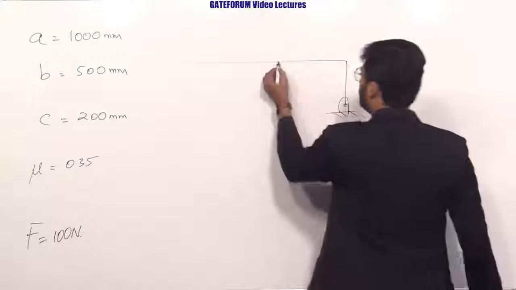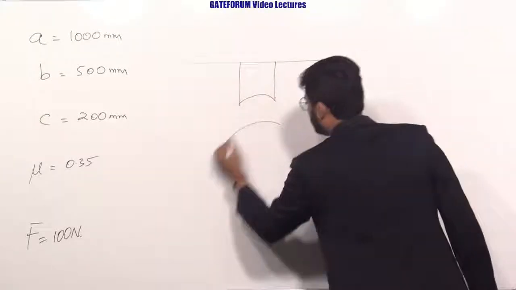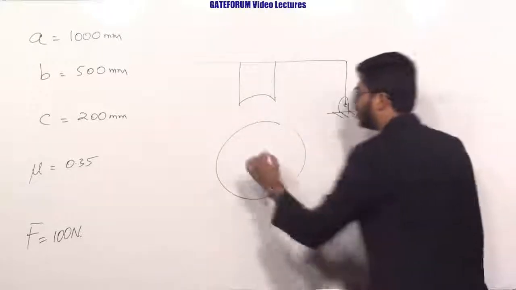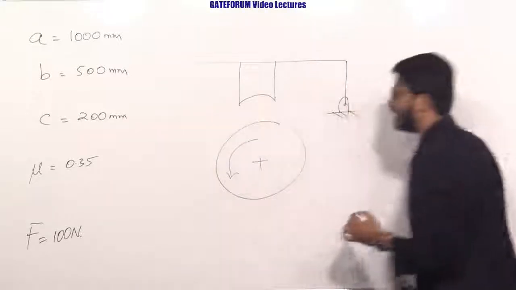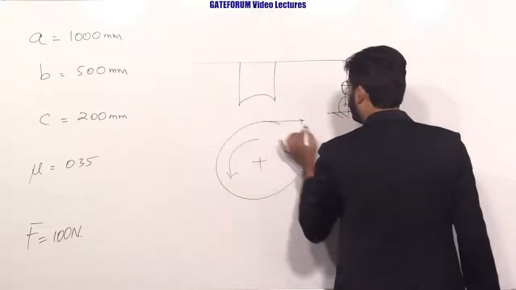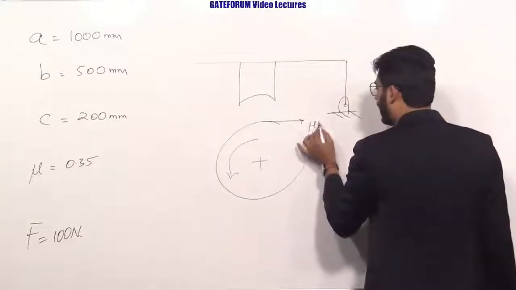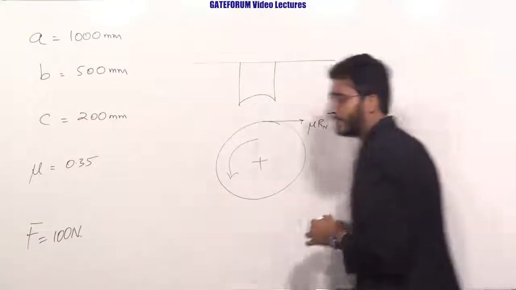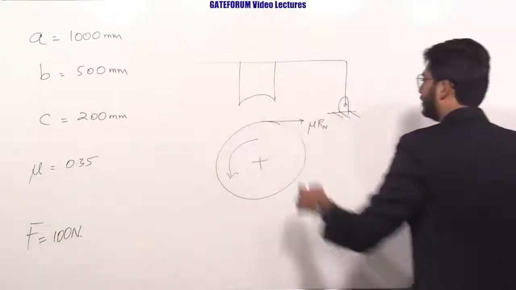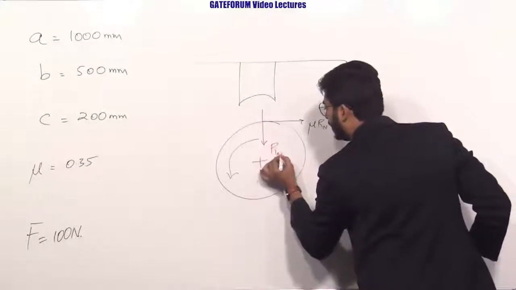Now coming to the brake diagram. Here is the shoe, and this is the drum. I am isolating this. It is rotating in anti-clockwise direction, so the friction force will be acting opposite to that, that is mu times Rn. And there will be a contact, so there will be a normal reaction, that is Rn.